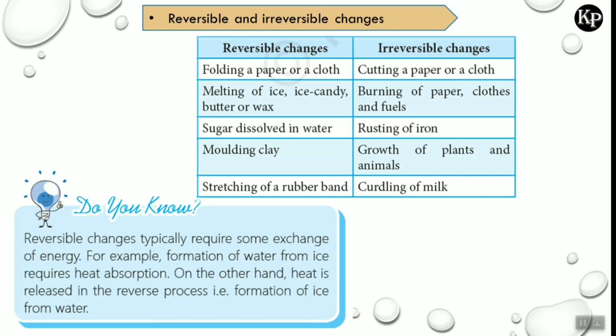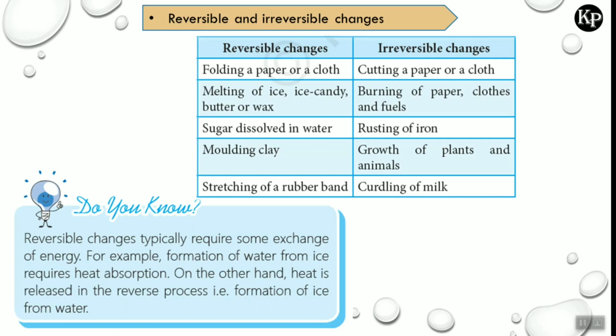The reversible changes are folding a paper or a cloth, melting of ice candy, butter or wax, sugar dissolved in water, molding a clay, stretching of a rubber band. These are the reversible changes. But in the case of irreversible changes: cutting of paper or cloth, burning of paper or cloth or fuels, rusting of iron, growth of plants and animals, curdling of milk. These are the irreversible changes.